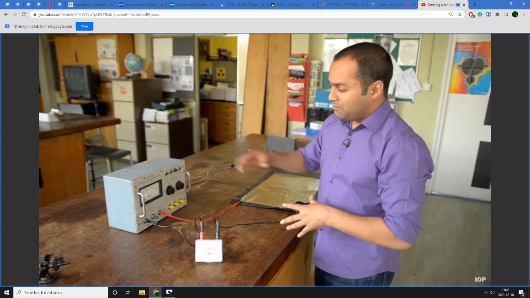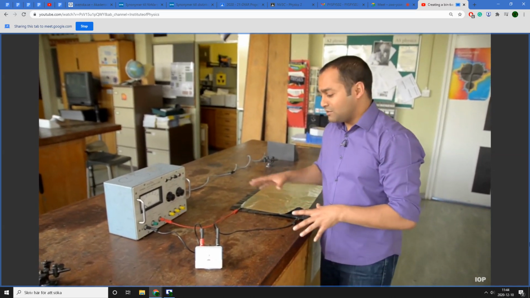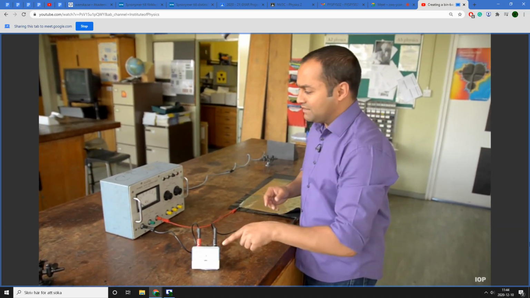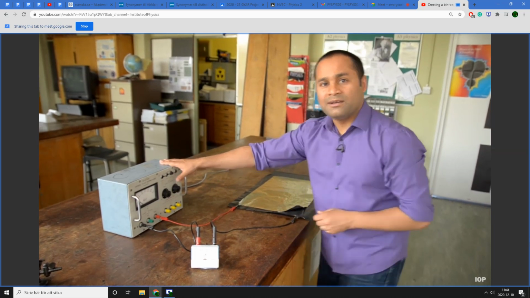I usually begin by pointing out the various components and showing how it's connected, and asking my students if we've got a complete circuit. I then ask them to predict what they're going to see on the ammeter when I turn the power supply on.